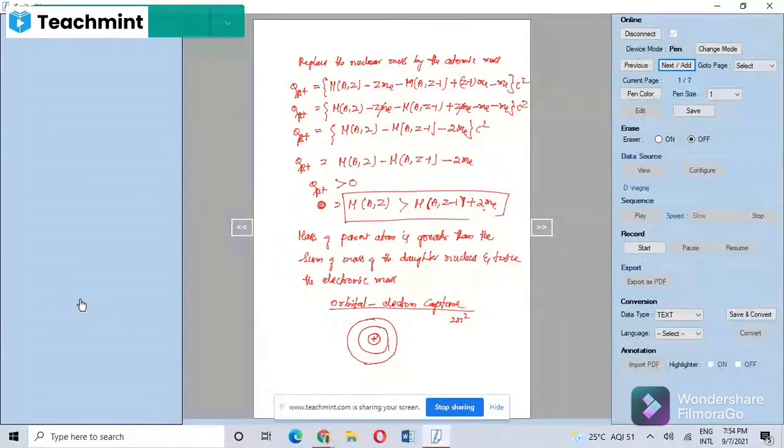This is called the K shell, this is the L shell, and similarly you will get the M shell and N shell. Therefore, 2 electrons can be accommodated in the K shell and 8 electrons in the L shell. Similarly, 18 in the M shell, and so on. Now we have to understand what is meant by the orbital electron capture process. So I'll move on to the next page.